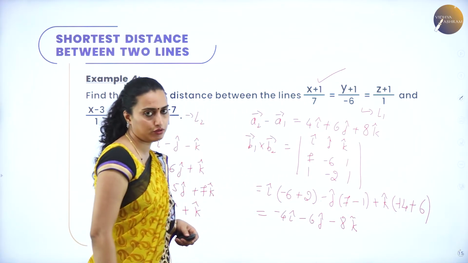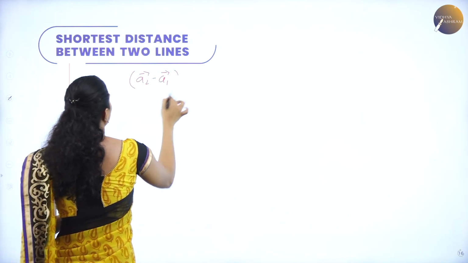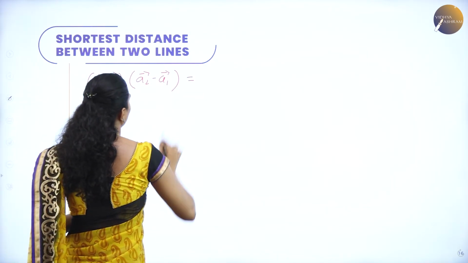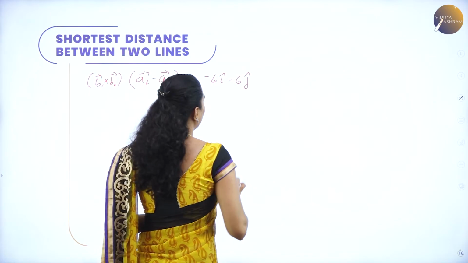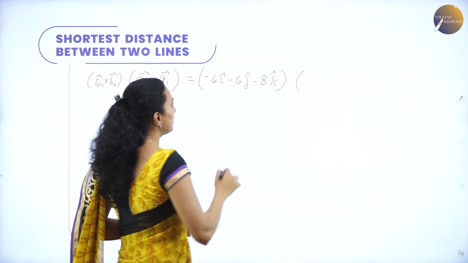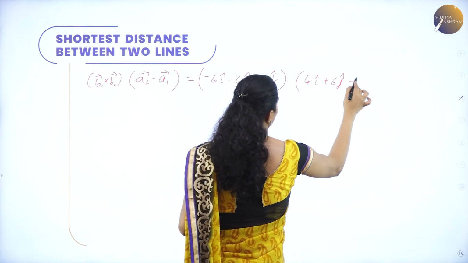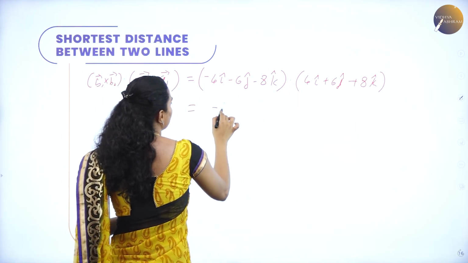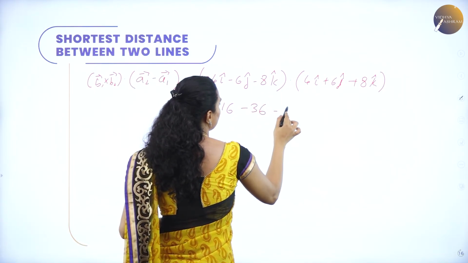Now, what do you need to do? You have to multiply this. So A2 minus A1 into B1 cross B2, right? What is B1 cross B2? Minus 4i minus 6j, again minus 8k. Now, into, what is A2 minus A1? 4i plus 6j, right, plus 8k. Now, you can multiply this. Minus 4 into 4 is minus 16. Minus 6 into plus 6 is minus 36. Again, minus 8 into plus 8 is minus 64.